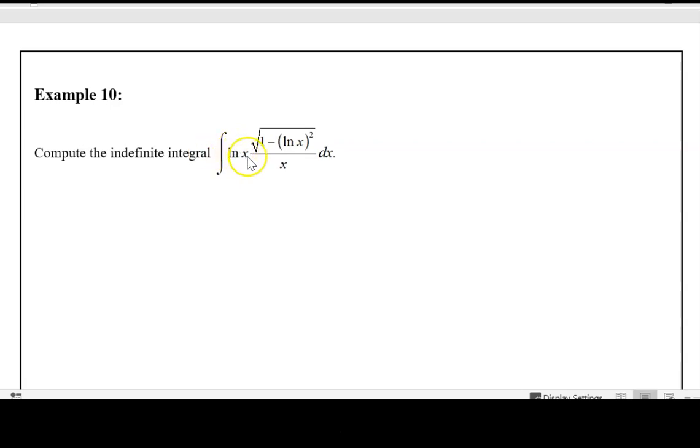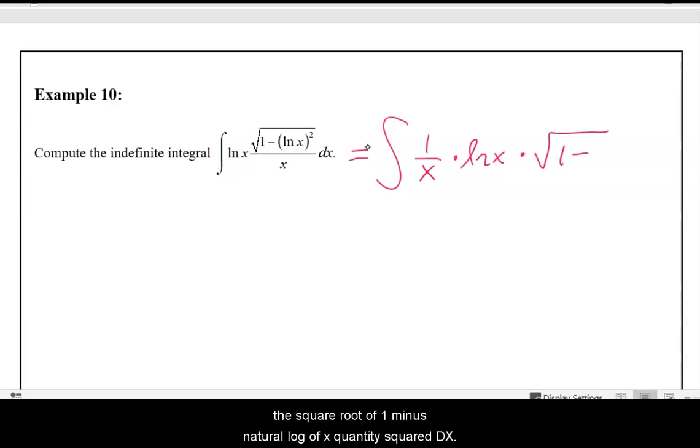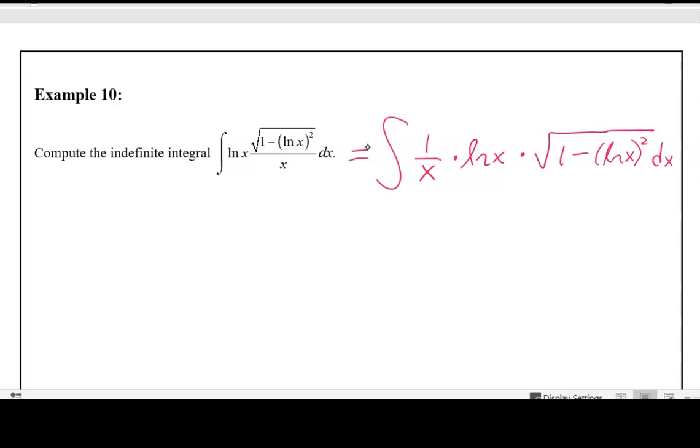I thought of natural log because the x in the denominator can be thought of as a 1 over x. In other words, I could instead think of the problem like this: 1 over x times natural log of x times the square root of 1 minus natural log of x, quantity squared, dx. In this way, I can see that if natural log of x is u, then this becomes u, and this will be a part of du along with the differential dx. Let's make that substitution now.